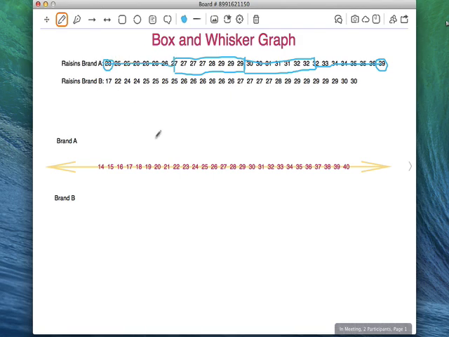So let's see if I can draw this on the number line. We have the range, 23 to 39. I'm going to get a different tool here. We have the median, which is at 29.5. We have the median of the lower half, which is 27. We have the median of the upper half, which is 32. This creates our box.